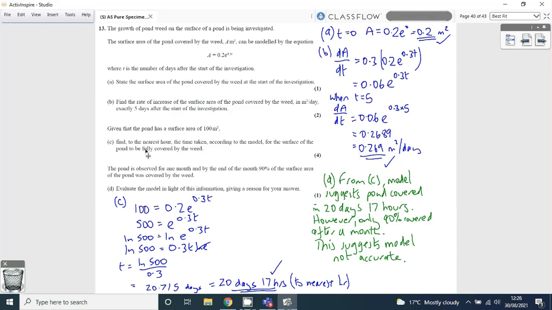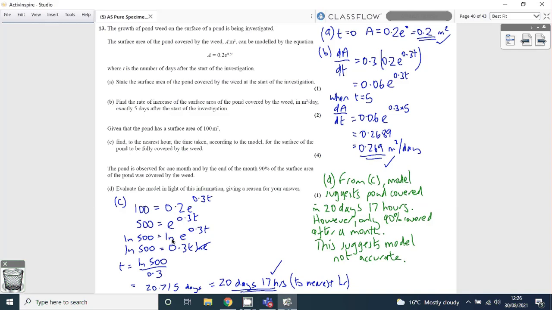Now, for part C, find, to the nearest hour, the time taken for the surface area to be 100 meters squared. So the area is 100. So 100 equals 0.2 e to the 0.3t. Multiplying by 5 gives us this. Taking ln of both sides gives us this.